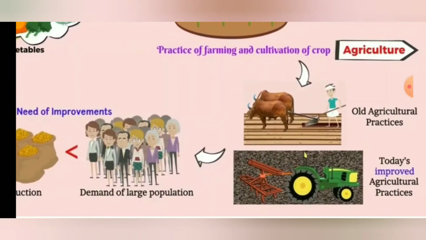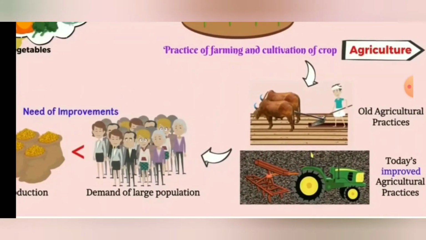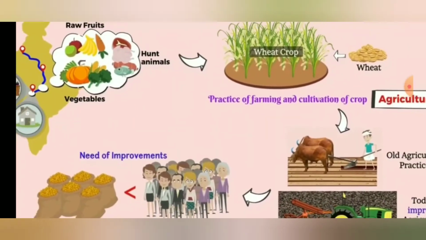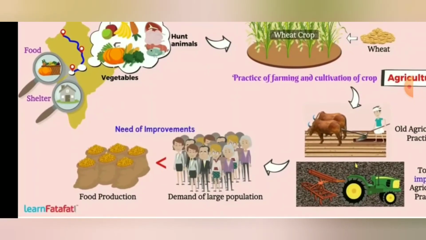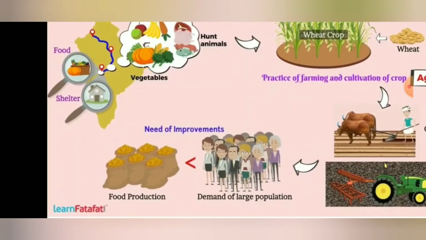So how can it be done? Either by using old agricultural practice or improved agricultural practice. We will discuss that with the next slide: the old agricultural practices and the new agricultural practices. Why should all these processes be done? Because there is a demand from a large population. There is a large population in the country. To fulfill the needs of the people, there is a need for food production.